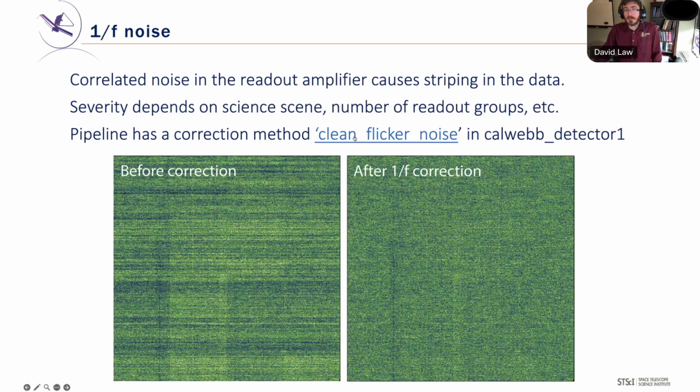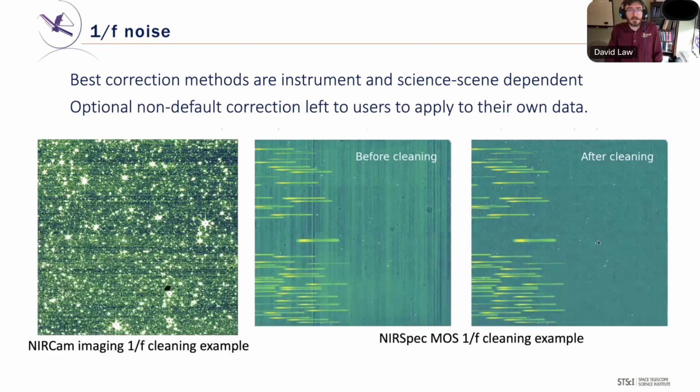This is the so-called clean flicker noise step in the Detector 1 pipeline, and the options to turn on this correction are made apparent in the notebooks I was working on. In this particular case, for instance, it can do a good job of taking this very stripy looking data and turning it into a very smooth observation. That's just a dark frame, so let's look at an actual science example.